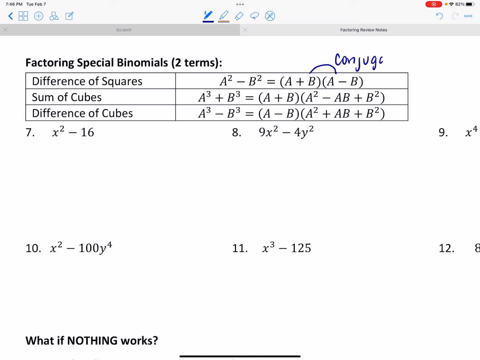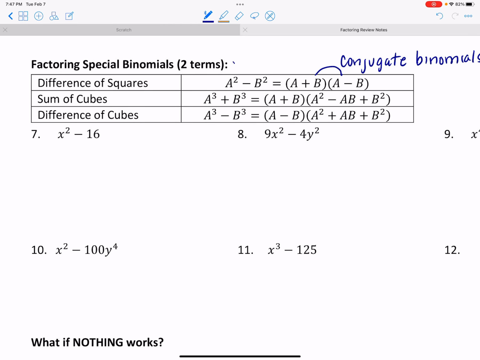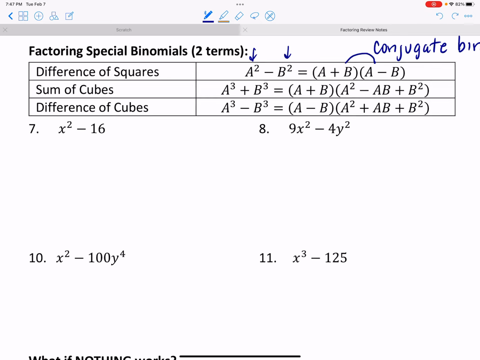That's where those binomials match, right? They both start with A, they both end with B. The only difference is the sign in the middle. So these are conjugate binomials. That's, again, an important one. So if we know what we're squaring here and here, the bases of those squares are what's going to go into our conjugate binomials. So that's how I kind of work these problems.